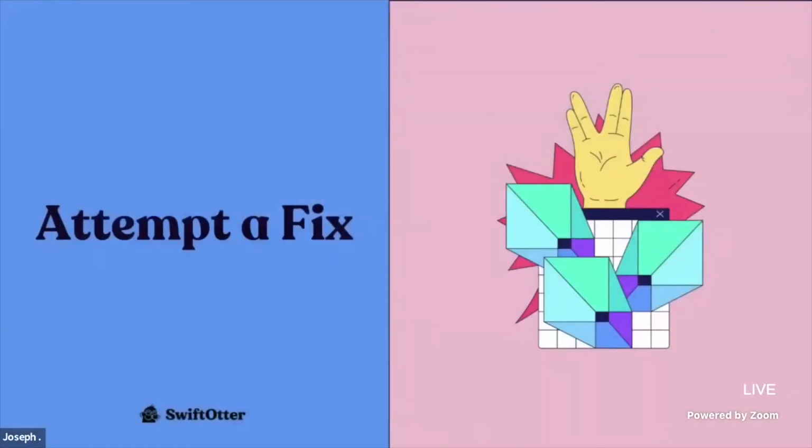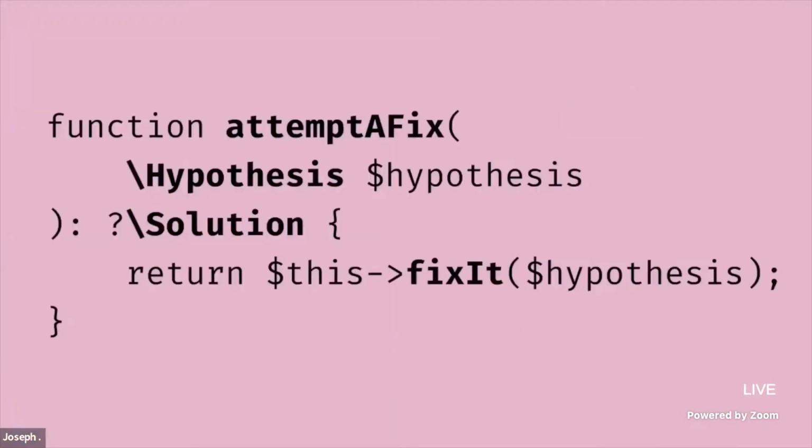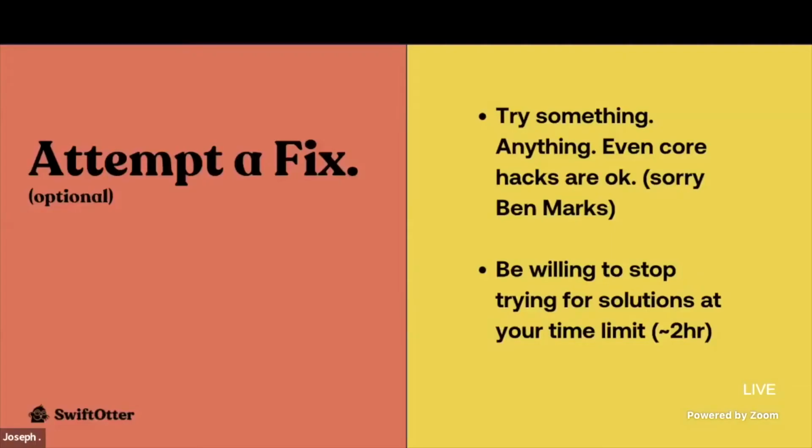Number one is take an inventory. Number two is attempt to fix. Now we take our hypothesis here and we're going to fix it. And then we're going to return whether or not we get a solution. If we do get a solution, cheers. And if we don't, well, we have a little bit more work to do.